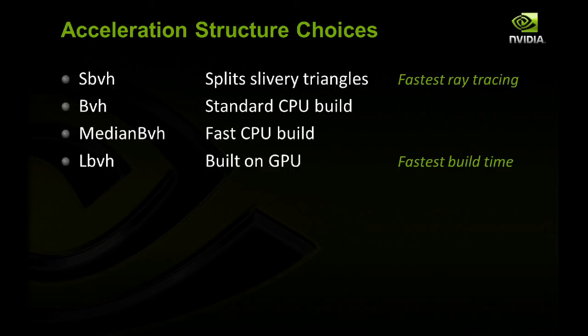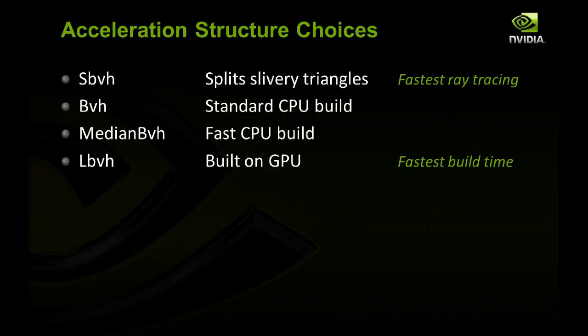It's built on the CPU. Then there's the standard BVH, an algorithm that has been around for 10 years. We build that on the CPU, and it's very general and very high quality, and it works on things that are not triangles. SBVH requires triangles. Median BVH is kind of in the middle. It's also implemented on the CPU, and it's the fastest one to build on the CPU. So if you don't want to spend any GPU time building, then median BVH is your friend. And then LBVH, the linearized BVH, is built on the GPU.